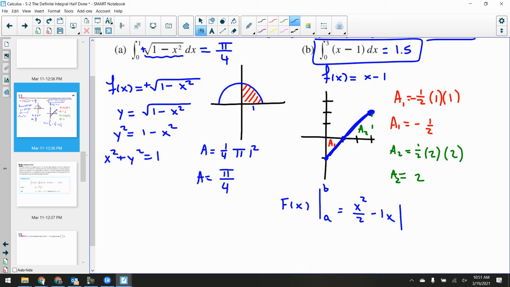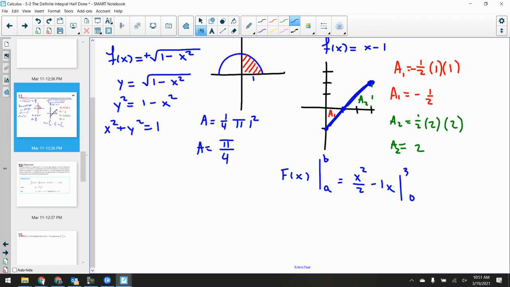from 0 to 3. The nice thing again here, when you start at 0, life's really good because you're not going to have anything to subtract. So that's going to be equal to 3 squared over 2 minus 3, and then a big minus 0. So 9 over 2, which is 4.5, minus 3 minus 0 is 1.5. You see how that works?